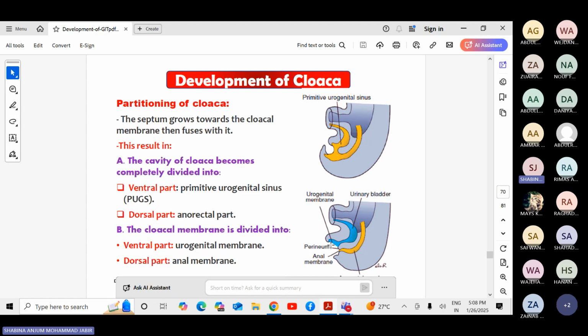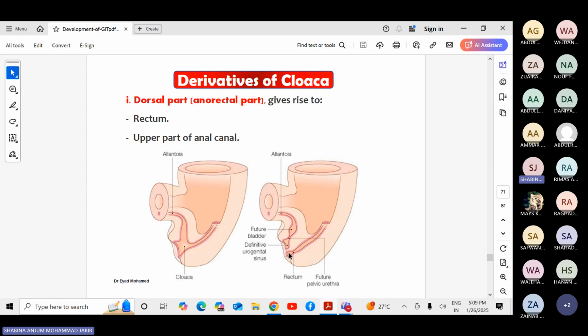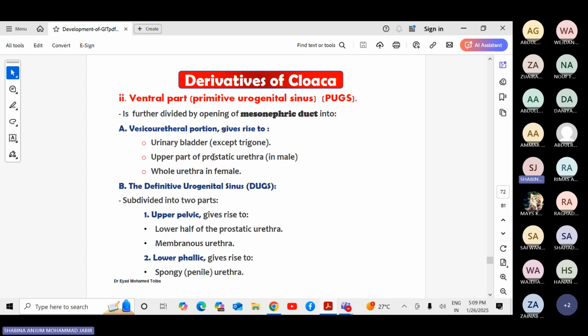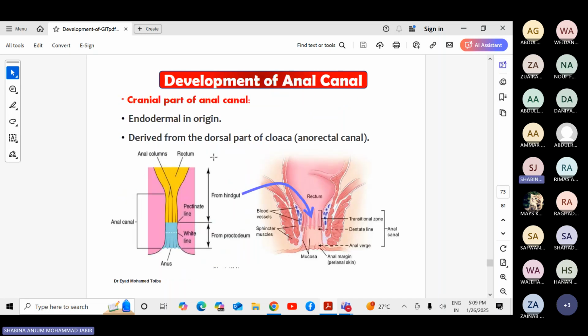And as we saw in the beginning, the cloacal membrane anteriorly will become the urogenital membrane, and posteriorly it will become the anal membrane. So this anorectal part will form the rectum and the upper part of the anal canal. This I will skip for now; we will see it in our urogenital system.